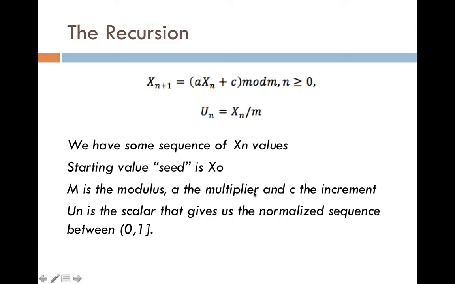Our u of n is our scalar that I was talking about, our normalizing, our uniformly generated sequence, where we have our sequence after we are done generating it, and then dividing it by the modular value of m. And so that's how we get uniformity. So like before, we have some sequence of n values, our starting value of x of 0, m is our modulus, a is our multiplier, and c is the increment. U of n is a scalar, like I said, to normalize the sequence to make it between 0 and 1.